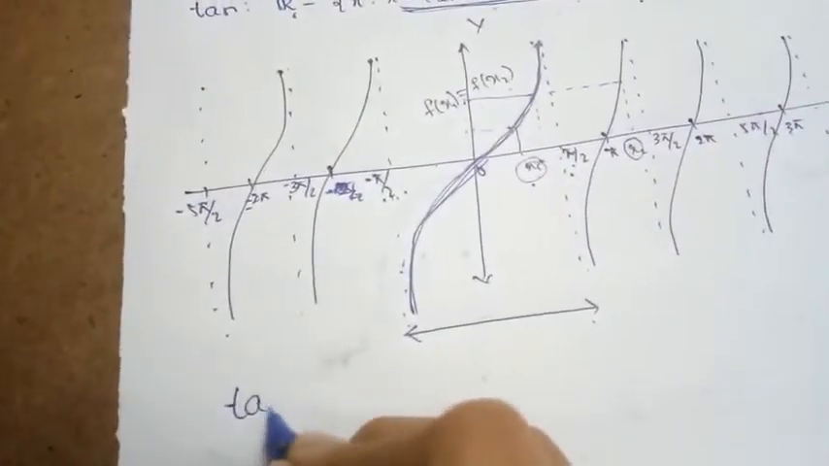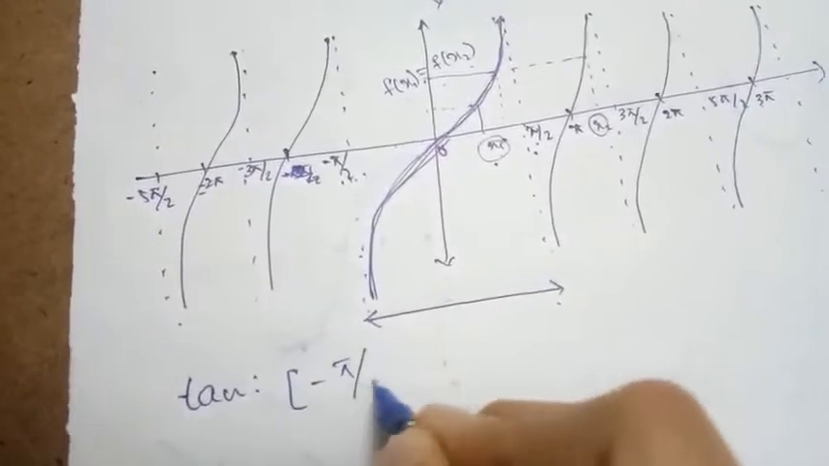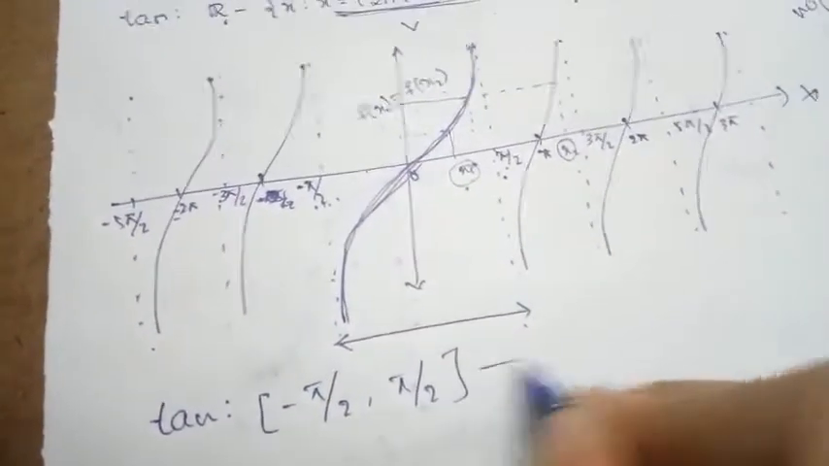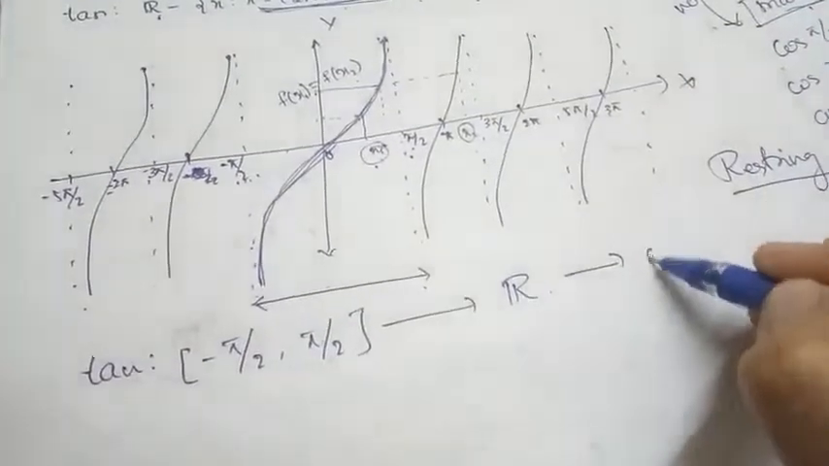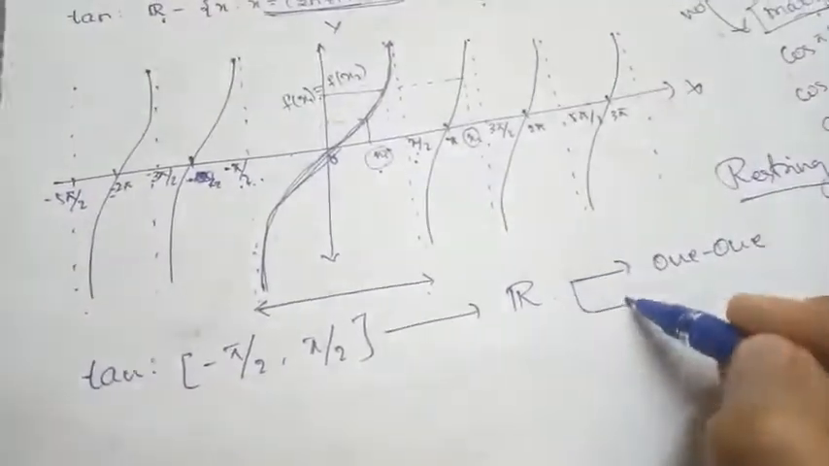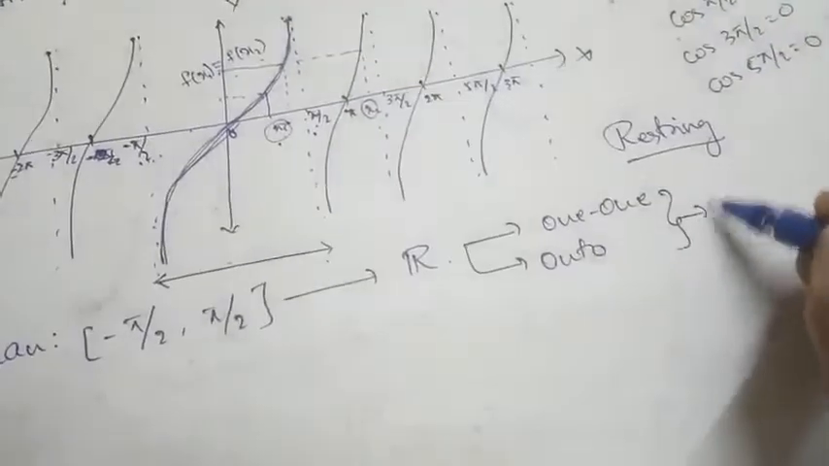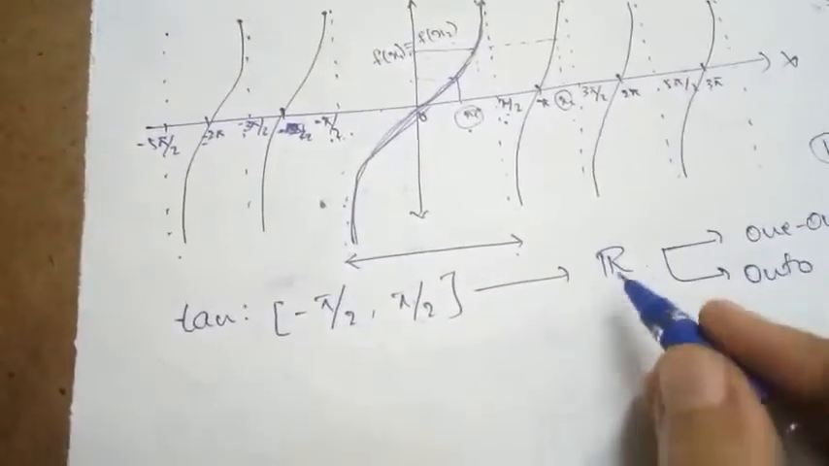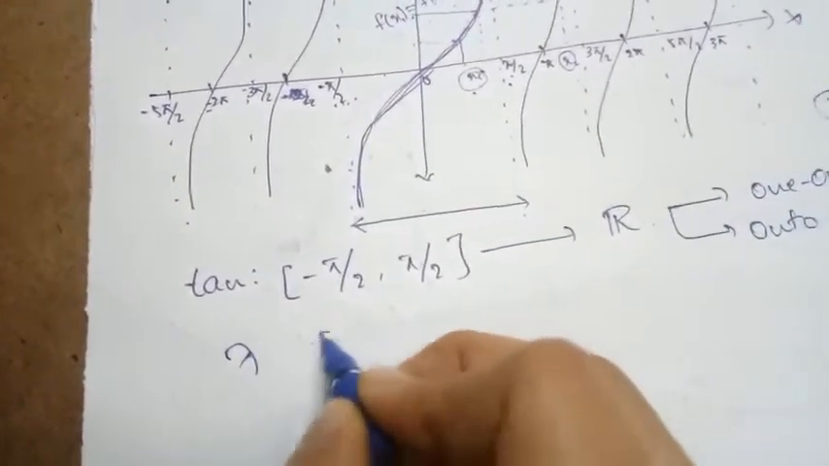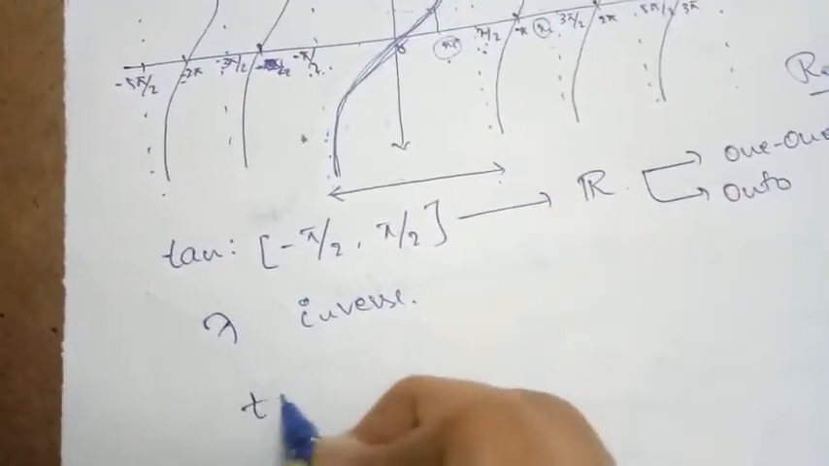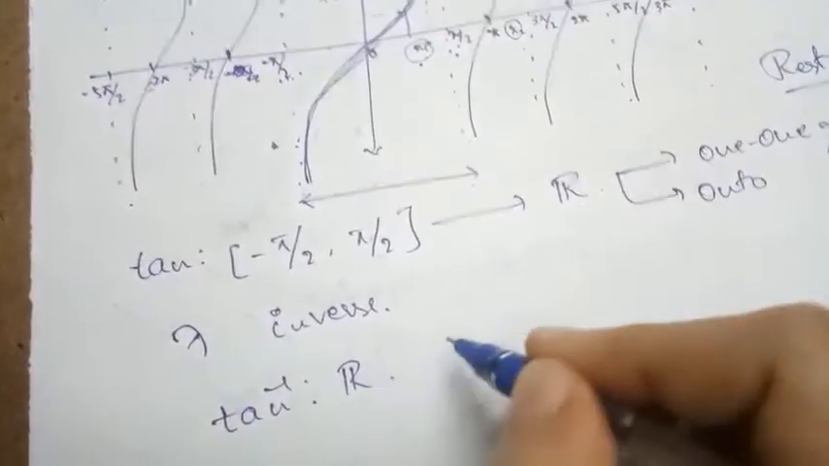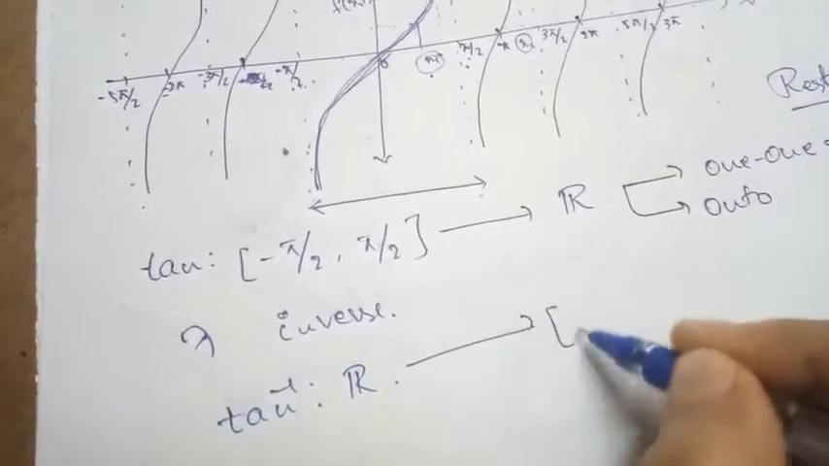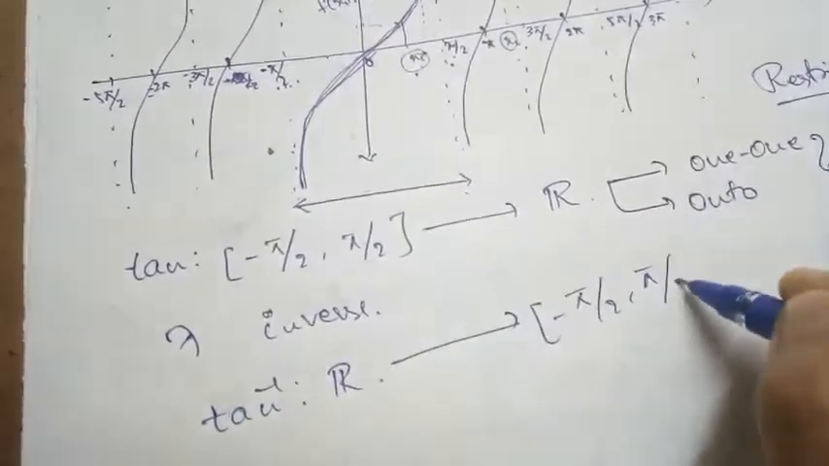So when the tan function's domain is restricted from minus pi by 2 to pi by 2 and the range is the set of real numbers, at that time the tan function has become a 1-1 function, and clearly the tan function was onto also. At that time it became what? A bijective function. So now the tan function became a bijective function, which means clearly there exists an inverse of this function, that is tan inverse, whose domain is the set of real numbers and whose range is minus pi by 2 to pi by 2.